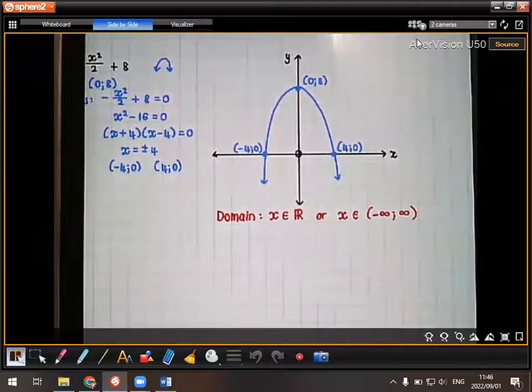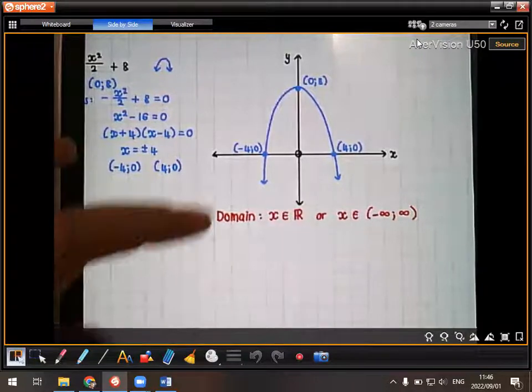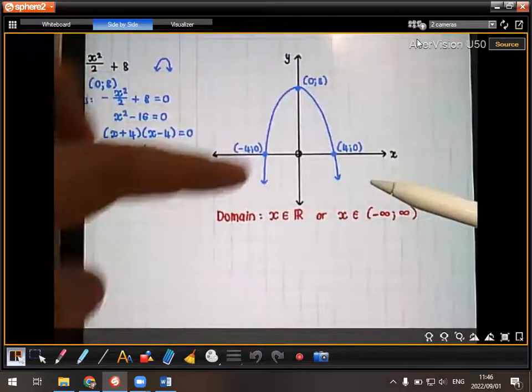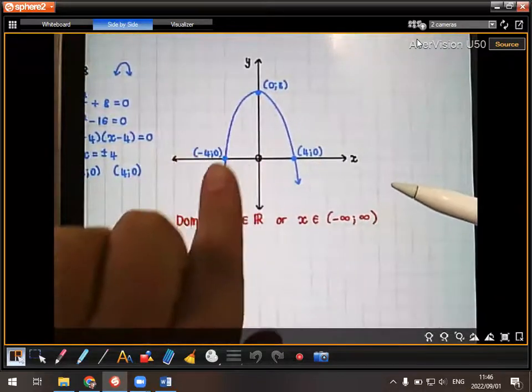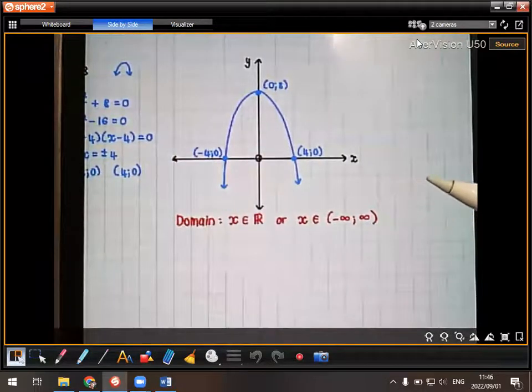Okay, so that's the domain. In fact, that will actually be the domain of all parabolas, because of those arrows. Because this graph is going to continue going on in this direction, all right, forever and ever. It's never going to end.